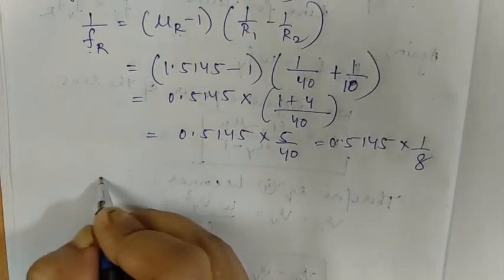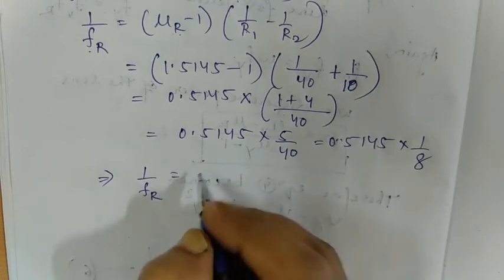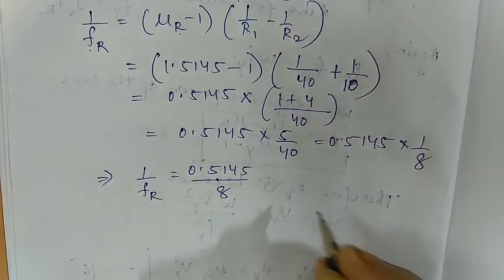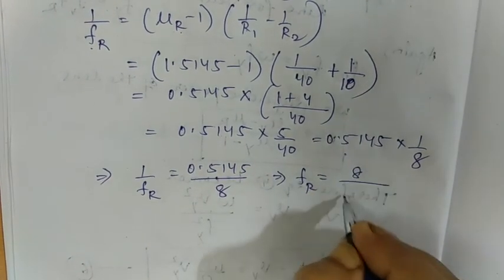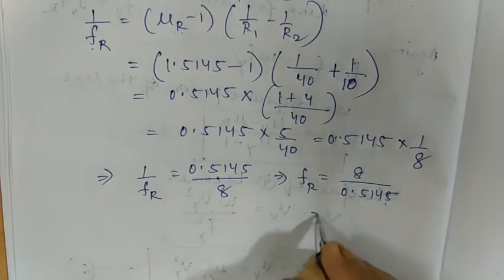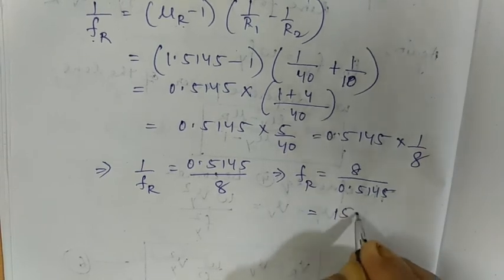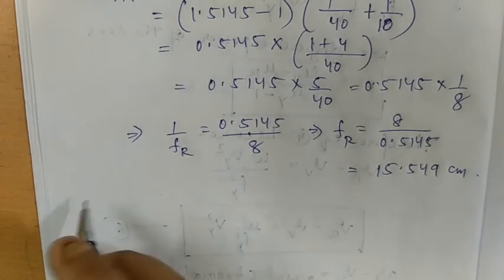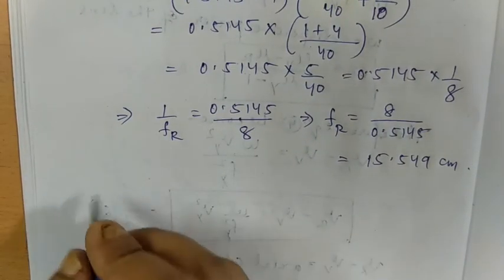So this implies we can say 1 by FR is equal to 0.5145 divided by 8. This implies FR is equal to 8 by 0.5145. If you simplify this, you will get 15.549 centimeter. Similarly, if we go for the violet ray, we can calculate this value.